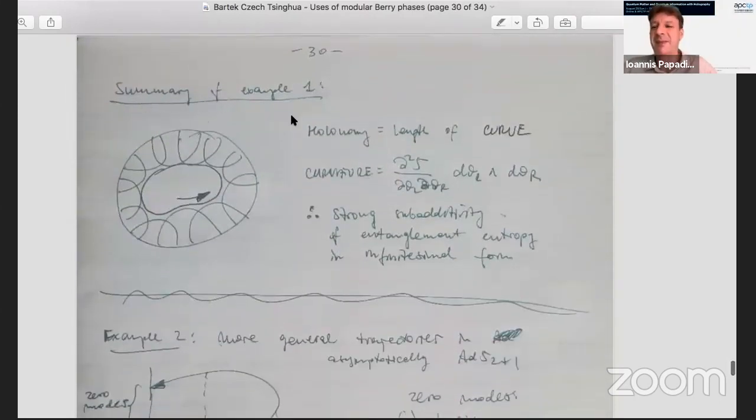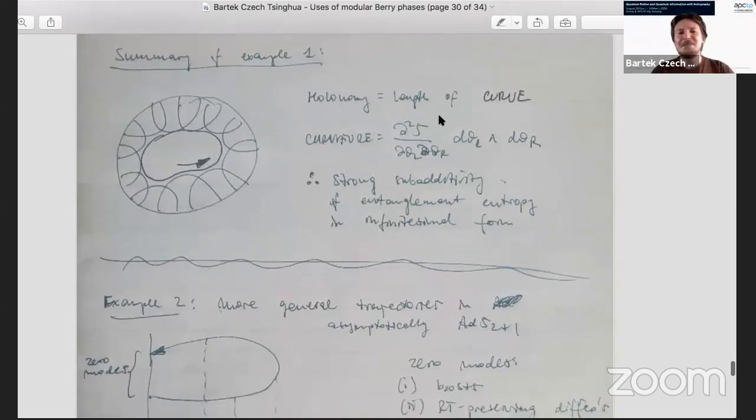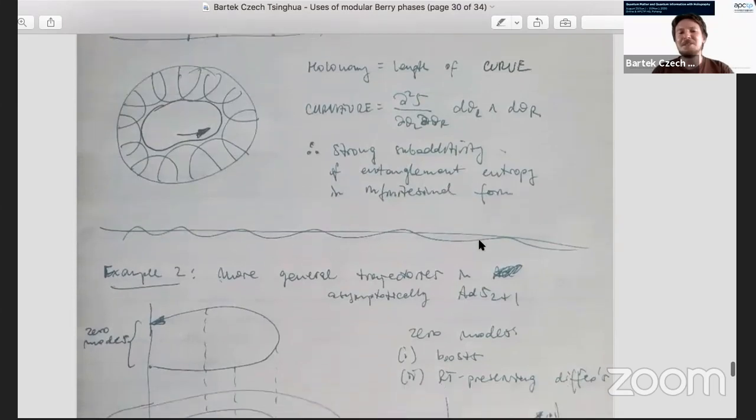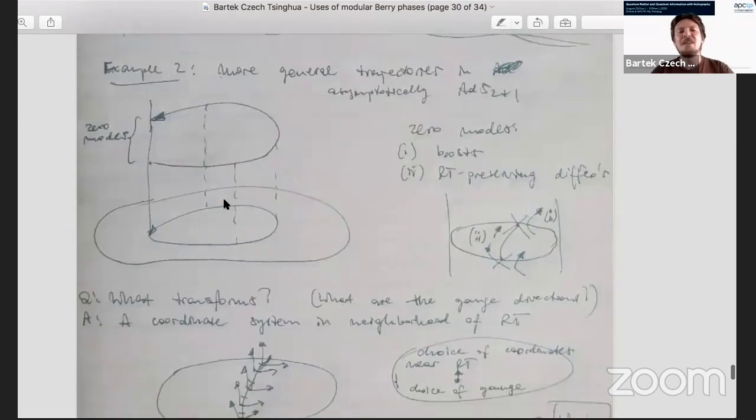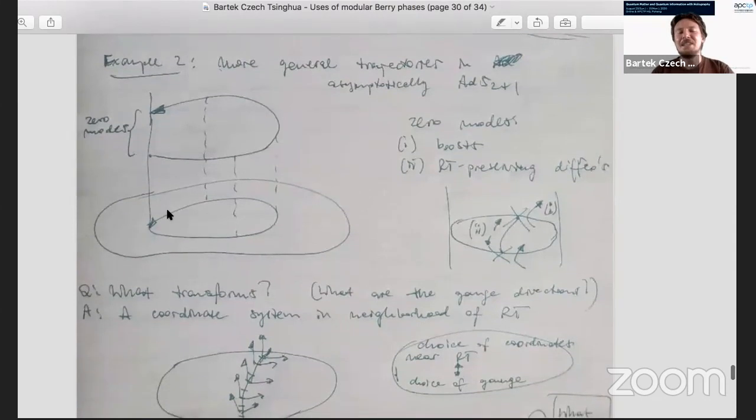Okay, sure. So here I have a summary of example 1. The holonomy is the length of a curve. The curvature was this object, which was really strong subadditivity from quantum information theory. Now let's do example 2. And example 2 is not really much of an example. It's just a more general discussion of what can happen. And that, I think, will answer Yanis's question. So let's say that we're talking about some more general trajectory in asymptotically AdS 2+1 still.